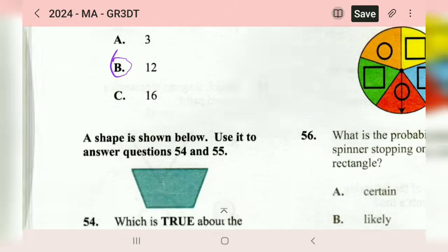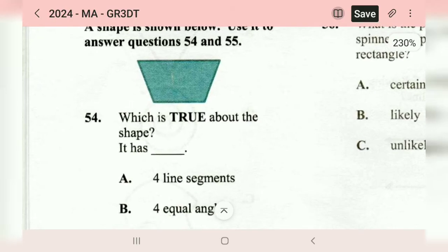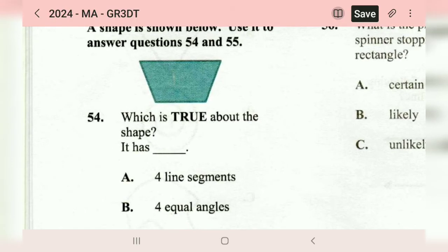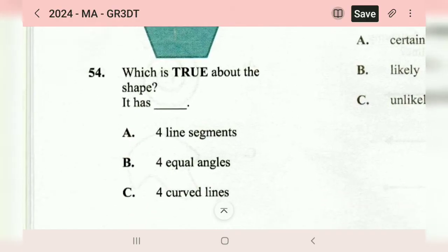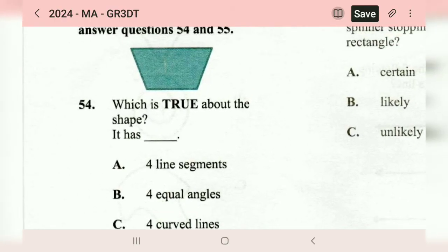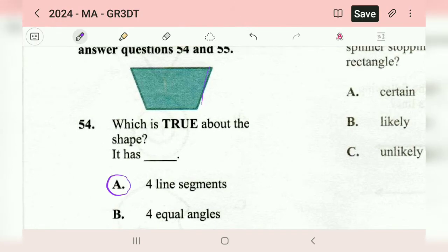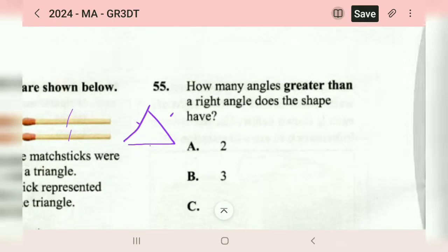Let's look at 54. This is a repeat item. A shape is shown below. Use it to answer questions 54 and 55. Which is true about the shape? A says it has 4 line segments. B says it has 4 equal angles. And C says it has 4 curved lines. C is not true. There are no curved lines there. B is not true. All the angles are not equal. A is true. It has 4 line segments. 1, 2, 3, 4.